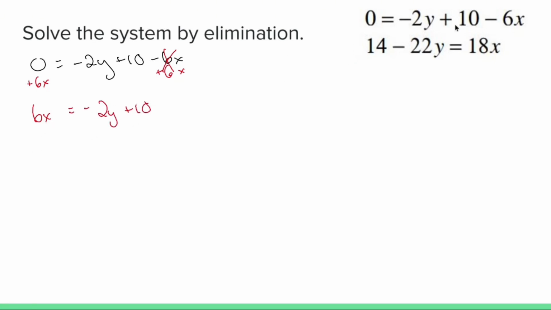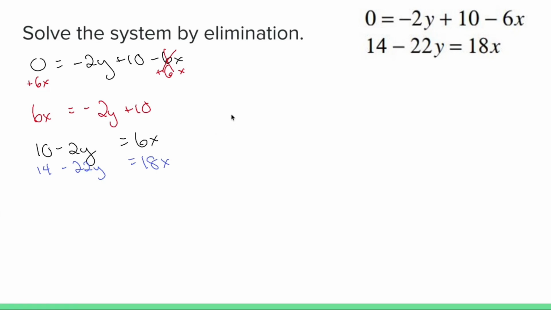Now, to make that lined up, I just do a little flip where I move the 6x to the right, and it's the number and then the y, so 10 minus 2y. So that was the top equation rearranged to look like the bottom equation. So let's rewrite the bottom equation directly underneath it like so. All right.